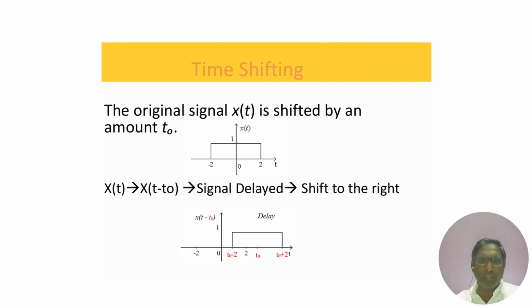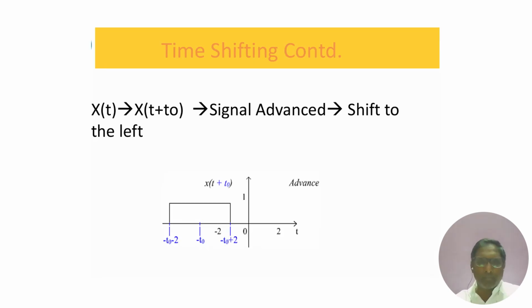First, time shifting. Time shifting is nothing but we can shift the signal to the right side. It is called delay. See in the graph, the original signal x of t is shifted by an amount t naught. So t minus t naught is nothing but the signal delayed, so we can shift to the right side. Similarly, left side means advance. If we move to the right side, it is delay. If we move to the left hand side, that is advance.